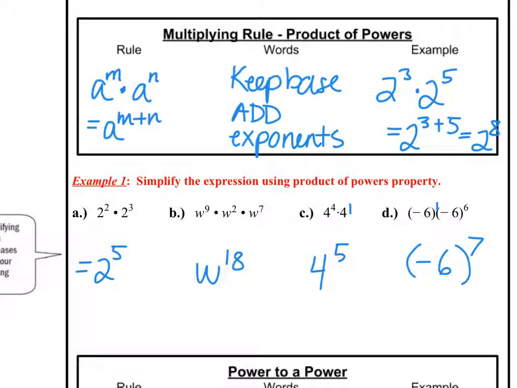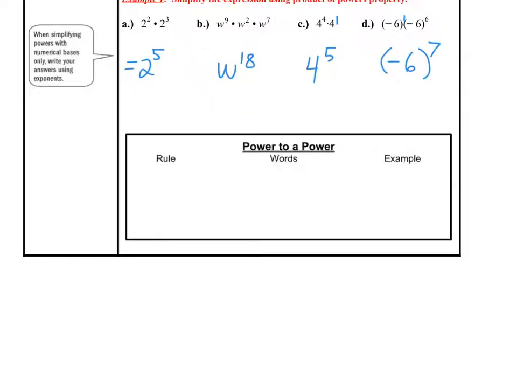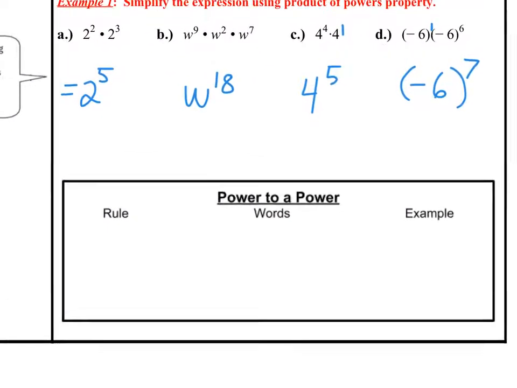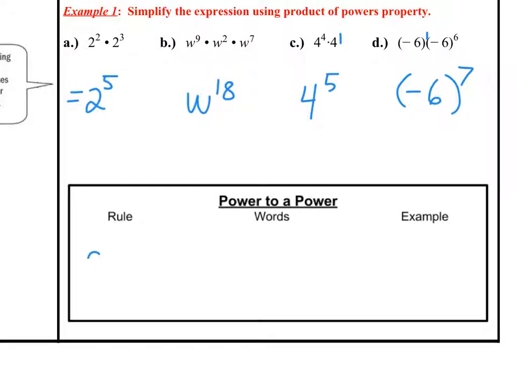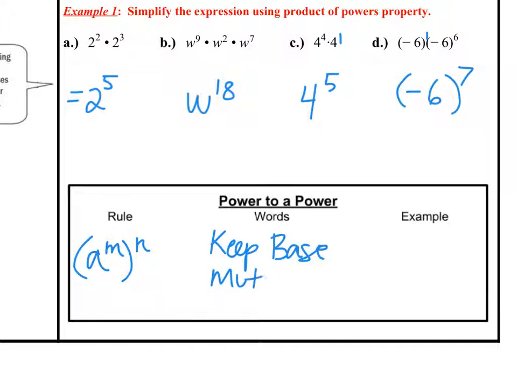Okay, next rule. I already showed you where it comes from. Power to a power. I'm going to do the first one with letters, and then we'll write it in words, and we'll do an example. A to the M to the nth. That kind of looks like an H. N. In words, keep the base. Notice I will say that every time because your base number, the big number, never changes. And what do we do with our exponents? Multiply. Because remember, we wrote it all out.